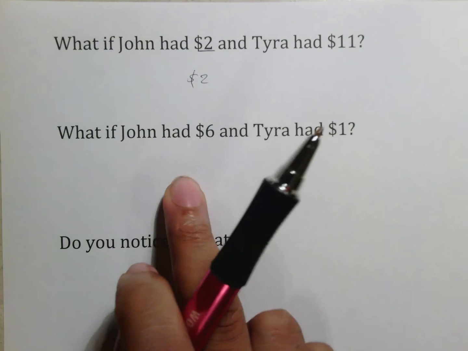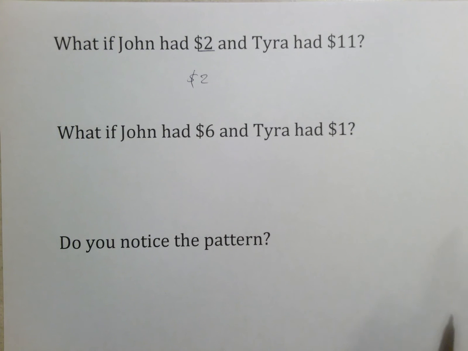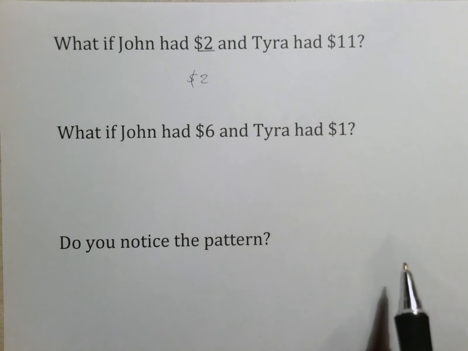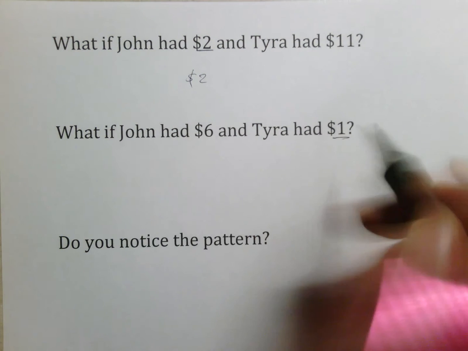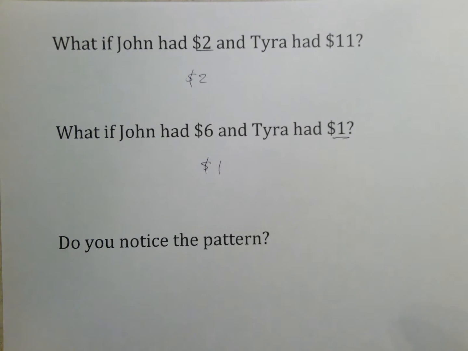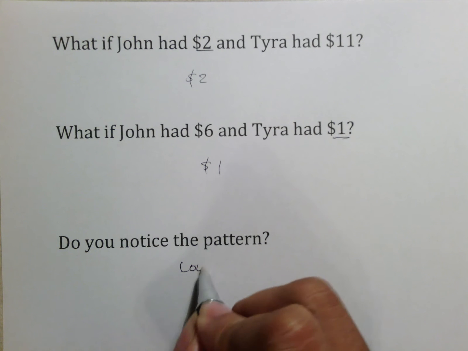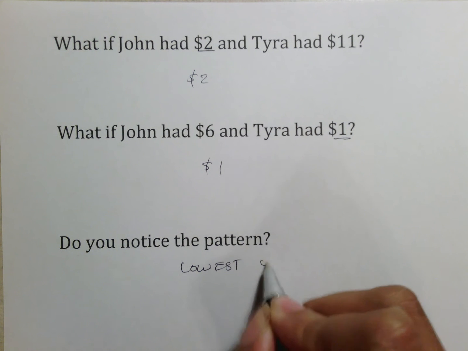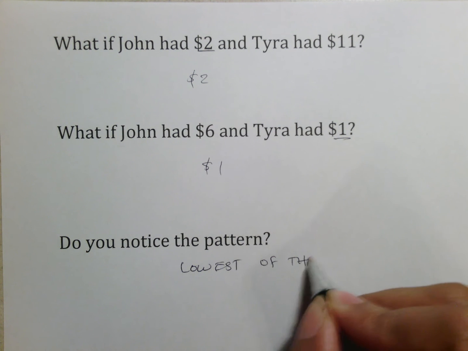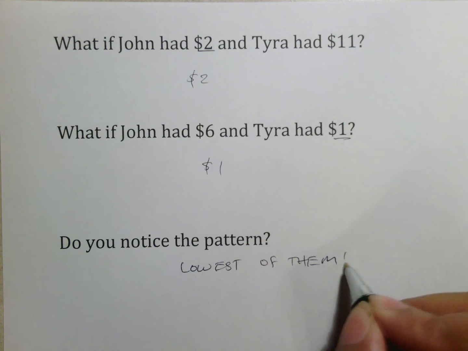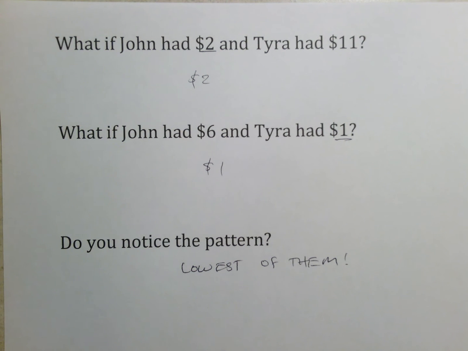What if John had 6 and Tyra had 1? Again, what you do is you look and say, well, what's the lowest amount that one of them has? And it's 1, so you could charge them $1. Again, the pattern is you pick the lowest of whoever is there. If you have 2 people with money, you pick the lowest amount that the 2 people have, and that's what's going to go.